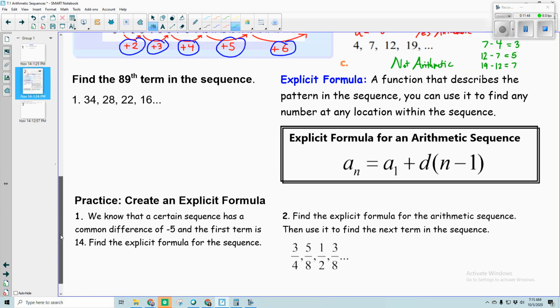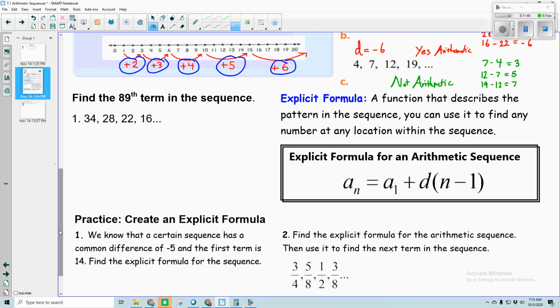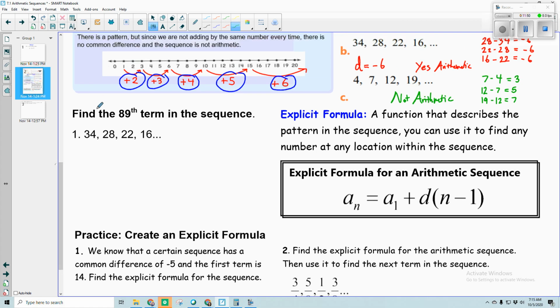All right, we're going to look at a couple more problems that you are going to encounter. So for example, let's say we had a sequence here, 34, 28, 22, 16, and we want to find the 89th term in this sequence. Because remember that this sequence keeps on going forever. What number is lying in the 89th spot?